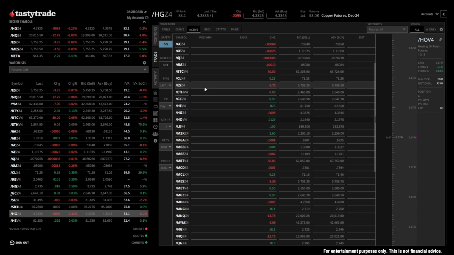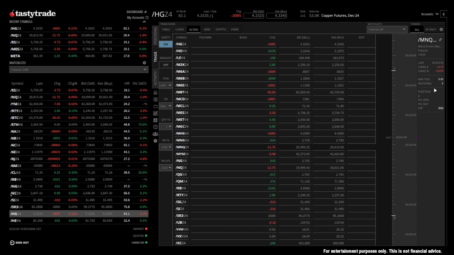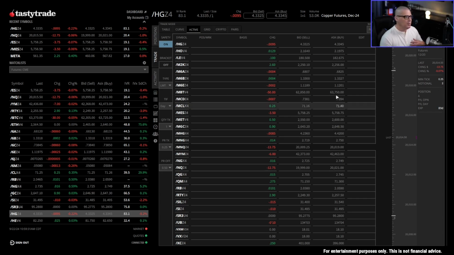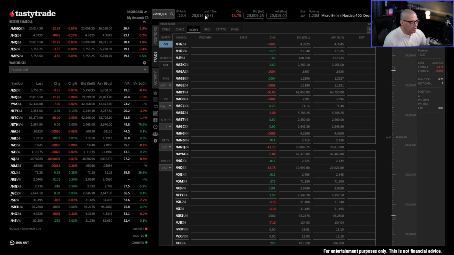For example, if I wanted to look up the multiplier in MNQ, which is the micro NASDAQ, the notional is 2. So the multiplier is $2. What does that mean? If I look up /MNQ, it's currently trading right around $20,000. The NASDAQ closed on Friday around $20,000, but the MNQ contract has a multiplier of 2, so this is not a $20,000 notional value for this contract. It's actually a $40,000 notional contract because each point up and down is $2 instead of $1.